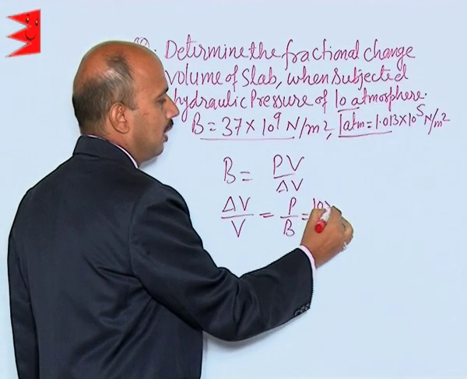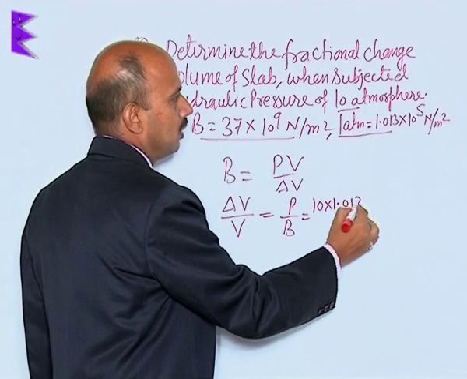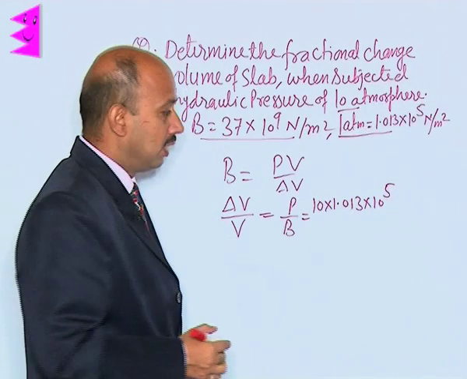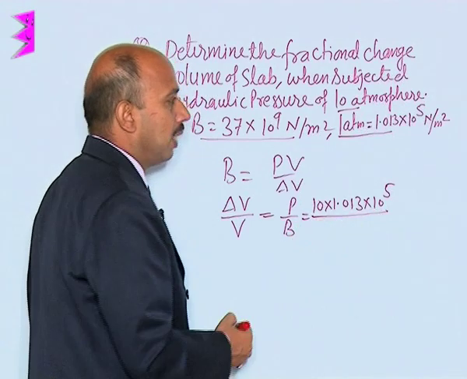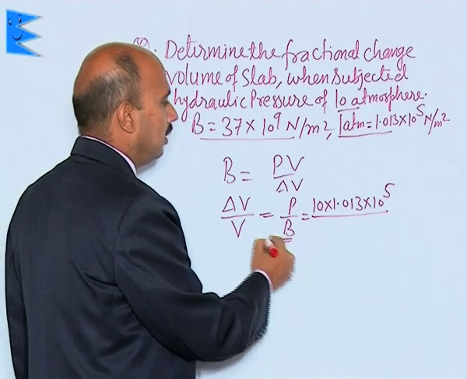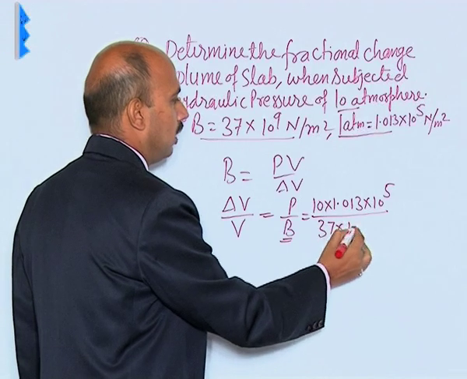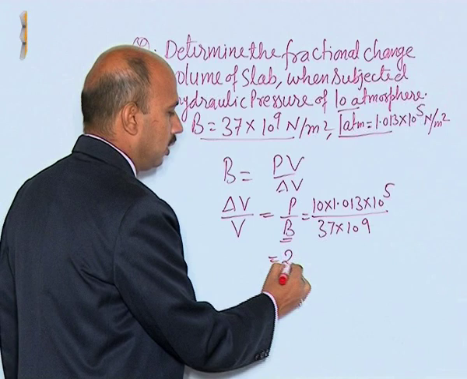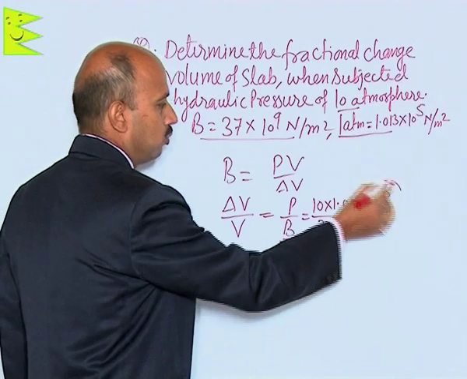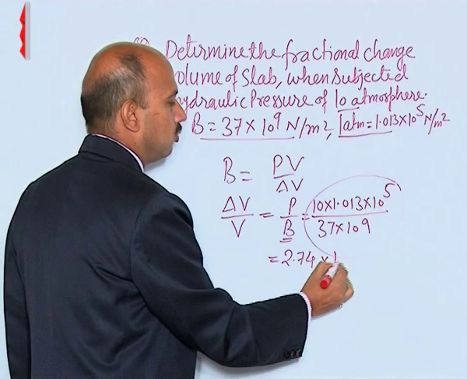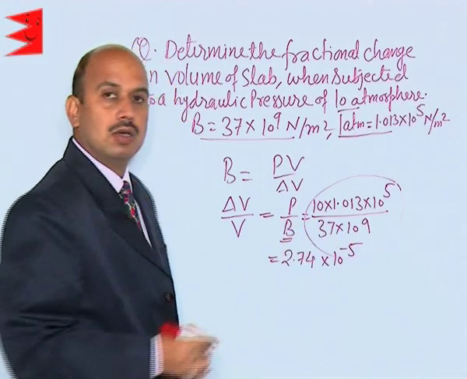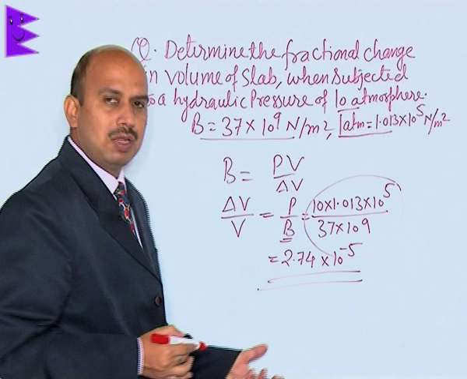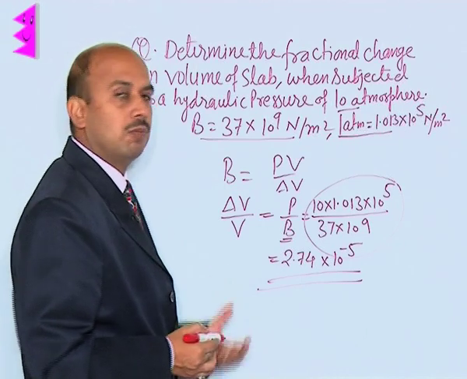So we can write 10 into 1.013 into 10 raised to power 5 Newton per meter square, that is Pascal, divided by B, that is 37 into 10 raised to power 9. When you solve it, you will get 2.74 into 10 raised to power minus 5. So this is the fractional change in the volume. That is a very simple question, we have just used the formula for bulk modulus.